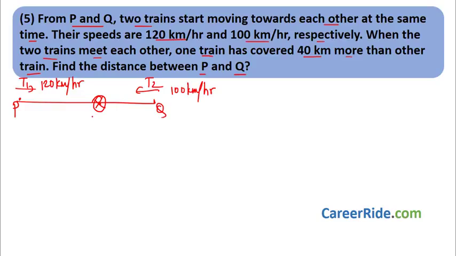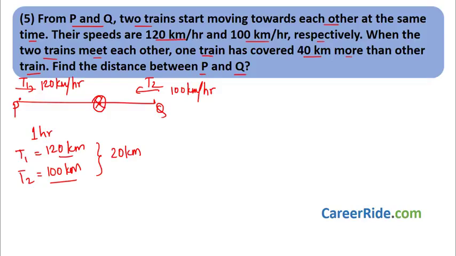Now let us analyze it by common sense. Let us assume that the trains are traveling for 1 hour. How much distance will T1 cover? T1 will cover 120 kilometers. How much distance will T2 cover? T2 will cover 100 kilometers, because their speeds are 120 and 100 kilometers per hour. What is the difference of the distance? 20 kilometers. That is, T1 travels 20 kilometers more, correct?